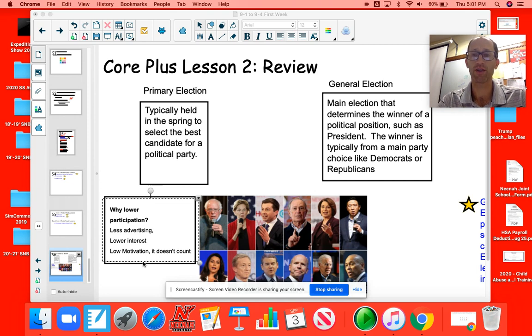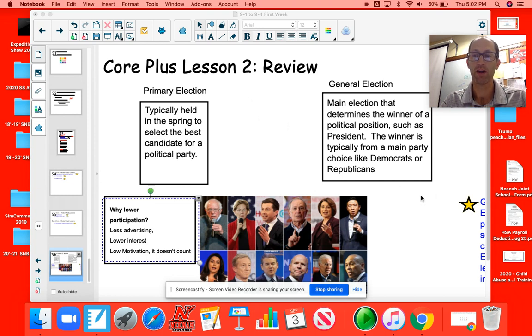Let's talk about the general election. The general election, as it says, is the election that determines the actual winner for a political position. In this case, this year, it's the presidential election. The winner typically is from one of the major parties, Democrats or Republicans. It's not often that an independent wins, and that's because the independents are such a small group versus what would normally be considered the Democratic group and the Republican group. There are so many people that like those types of values, and there are fewer that like those independent values.